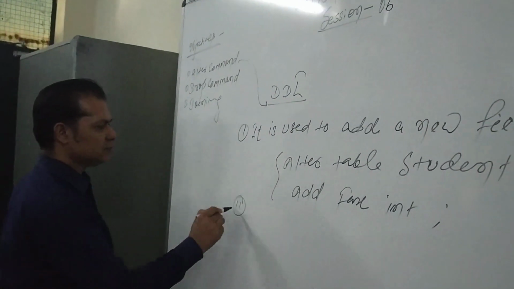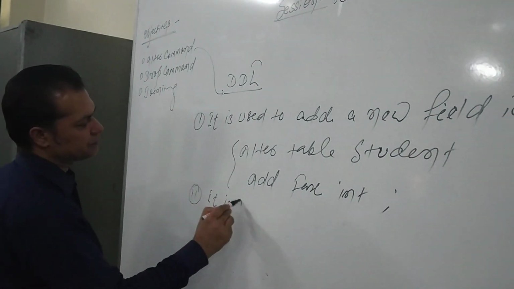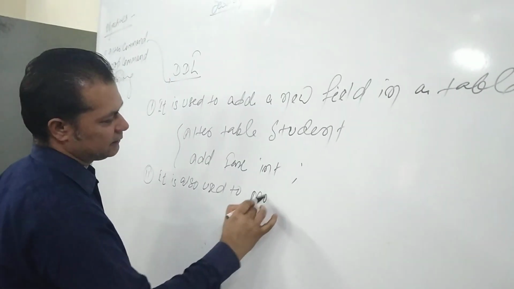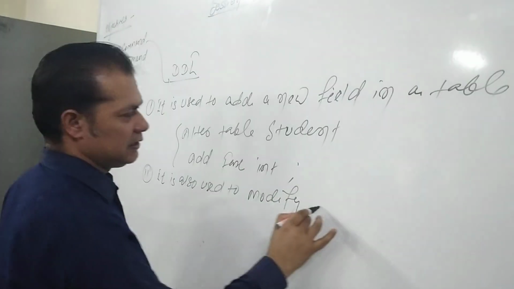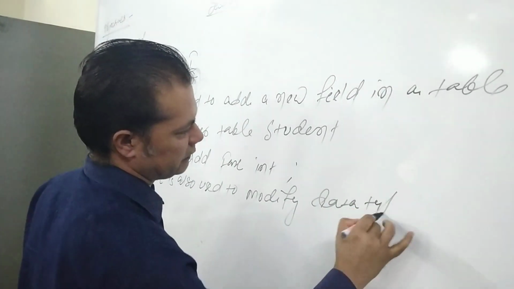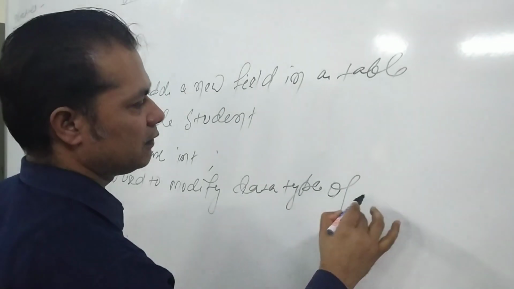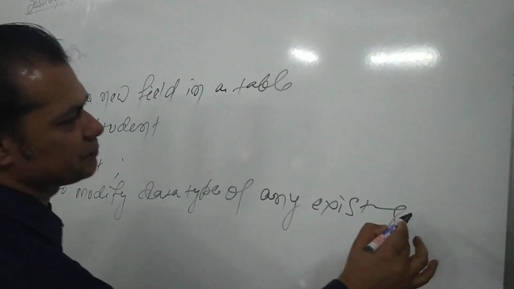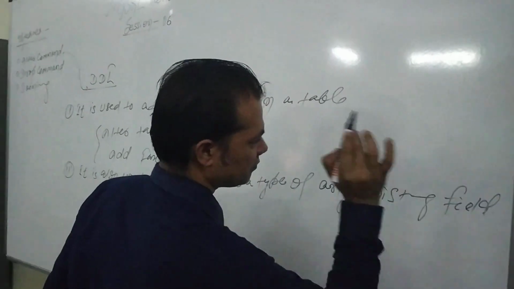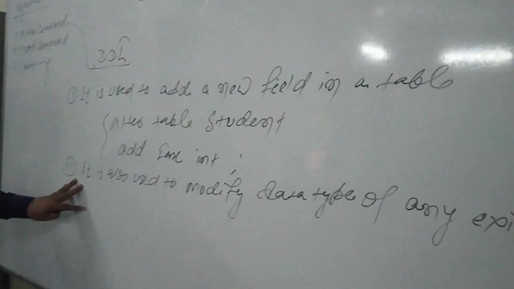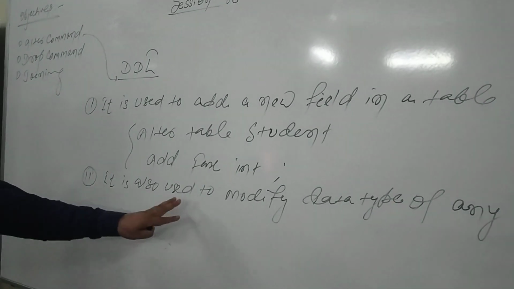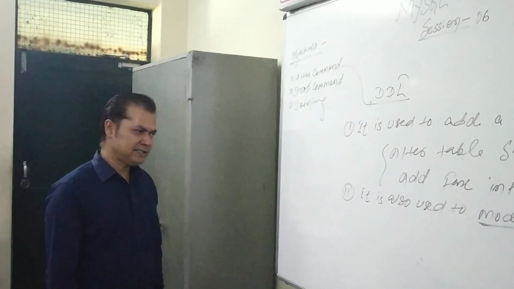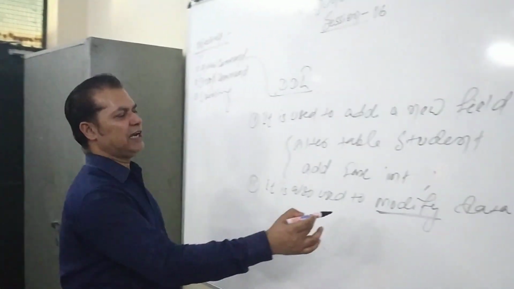Second, it is also used to modify the data type of any existing field. So the second point or second function of the alter command is it also helps us to modify. It means the field already exists with some data type that you had mentioned at the time of creation of the table, and now you want to change it due to some reason.